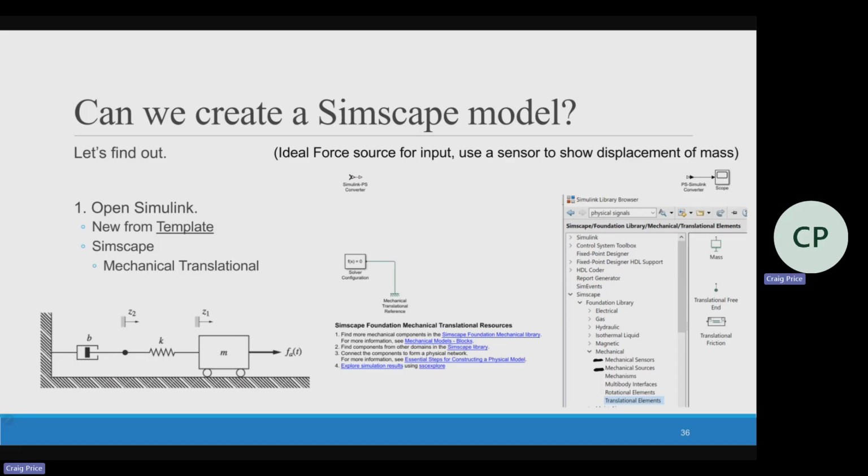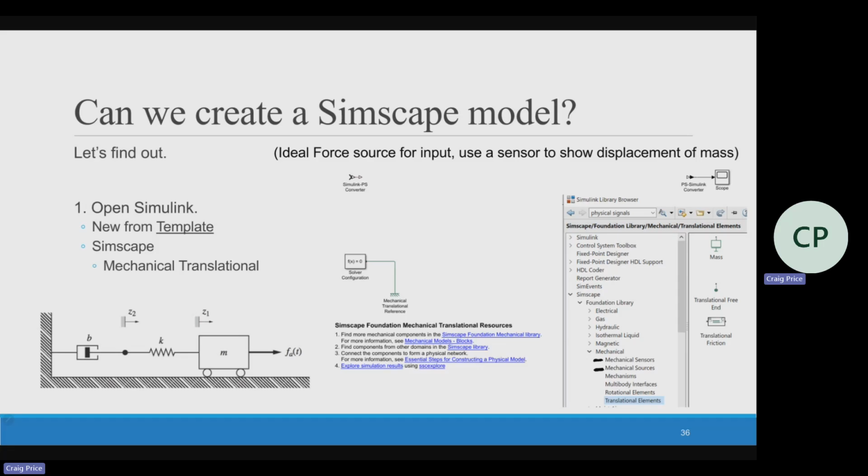If you got questions, let me know. Do you know how to connect them? You want to know? There's something called, I think, translational free something. You don't need it though. Yeah, you don't need it.